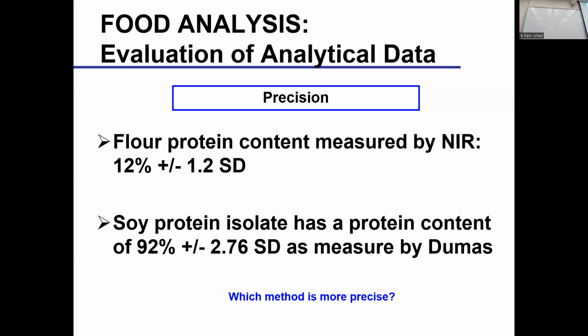It's the other way around. This is not more precise than this. Why? Because if I want to calculate the coefficient of variation, I take the standard deviation and divide it by my mean. Take the 2.76; if I take 2.76 divided by 92, I don't know, how much is that? This is about 3%. So which is more precise? The second one is more precise.